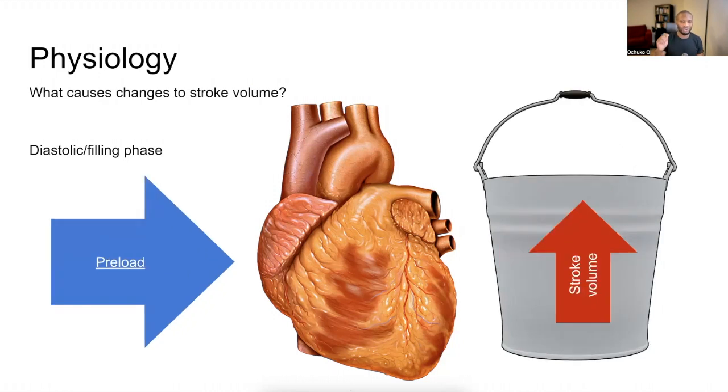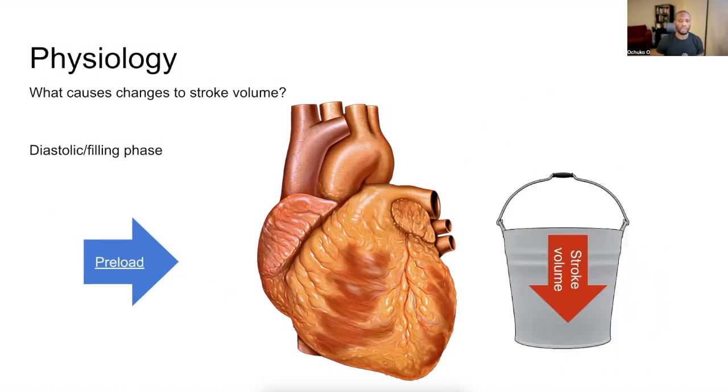And then the relationship between preload and stroke volume is that when we increase preload, we will also increase stroke volume. So more in, more out. And using our analogy, if you put more money in the bank, you can withdraw more money. And the converse is true. Reduced preload will reduce the stroke volume. So dehydration or massive bleeds are common causes of reduced preload. And when we see those scenarios where preload is reduced, there's going to be poor stroke volume and poor cardiac output, and people will usually pass out or die.